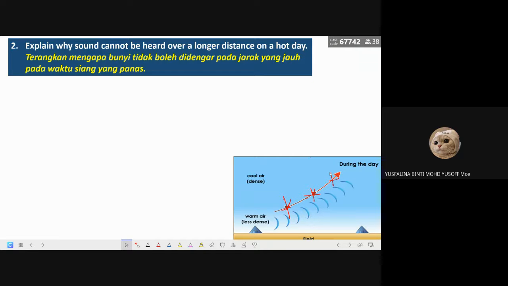So it means the sound will travel away from the earth, because it moved from the less dense to the dense. Less dense to dense, it moves towards the normal line. So towards the normal line, the sound will travel away from the earth's surface. So that's why you cannot hear well during the hot day.